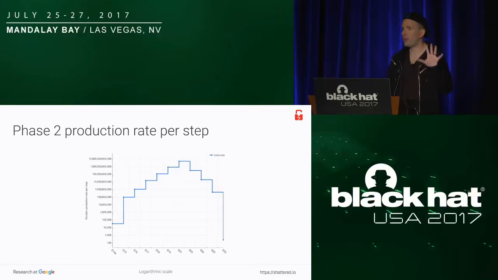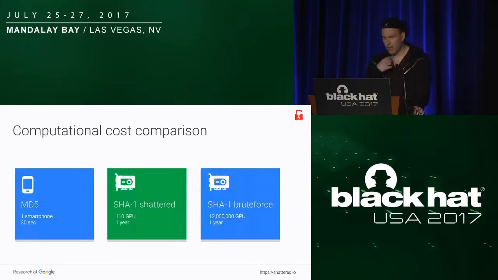So the initial phase, because there are so few solutions, is computed on CPU, then a large middle stage is on GPU, and then the last stage will be on CPU. All right, so all that said and done, the new attack we call Shattered took about 110 years of GPU time. That's how much it took. Way less, as we mentioned in the early part of the talk, than the 12 million years you would need for brute force. So it was way more efficient.